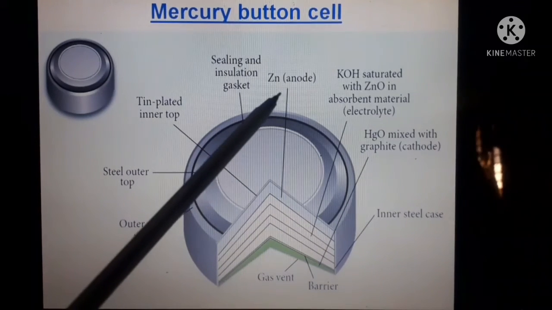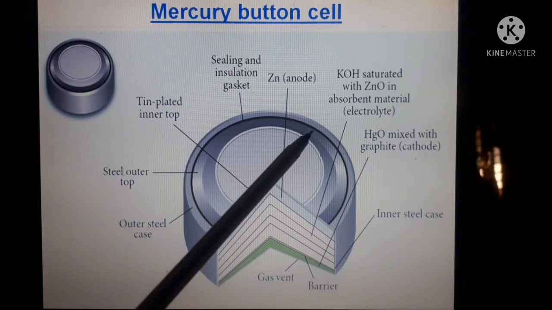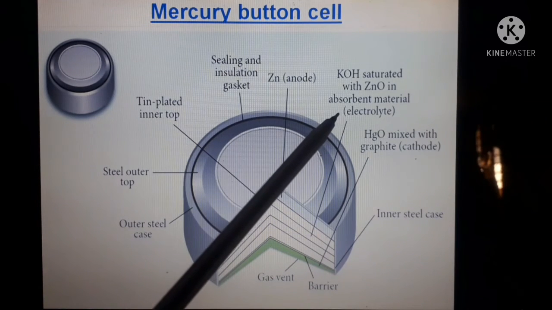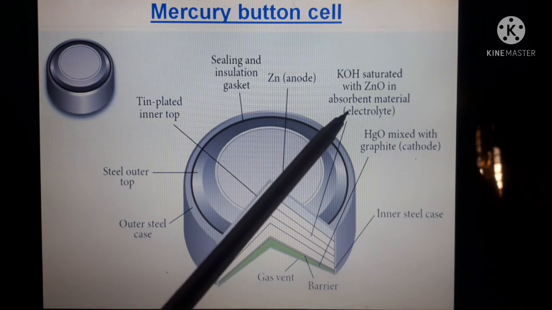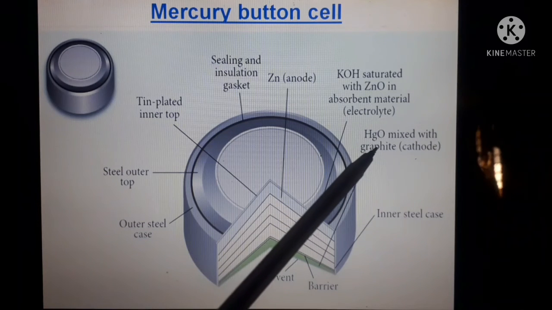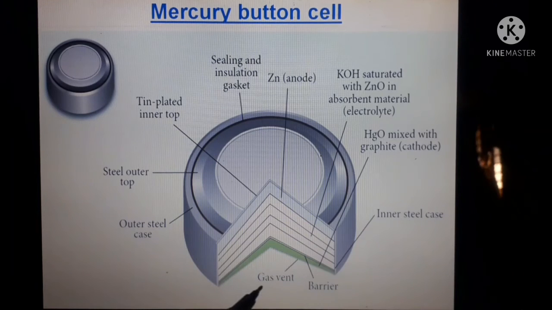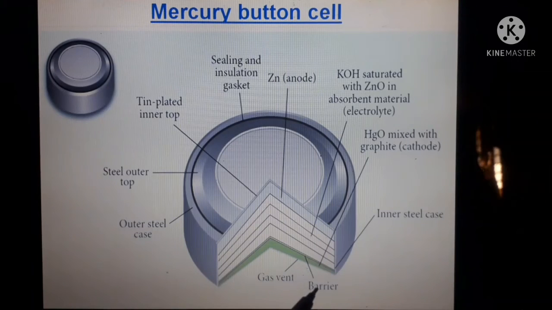Okay. Next, the zinc anode. Zinc is the anode, acting as an anode. This is very, very important. Next, the electrolyte. The electrolyte is potassium hydroxide and zinc oxide. This is the electrolyte. Next, the cathode. The cathode is mercury oxide, HgO, with graphite. Next, the inner steel case, the gasket. I already told that the gasket is there, the gasket and then the barrier. This is the barrier. Next, the barrier is there. Okay, this is the image.